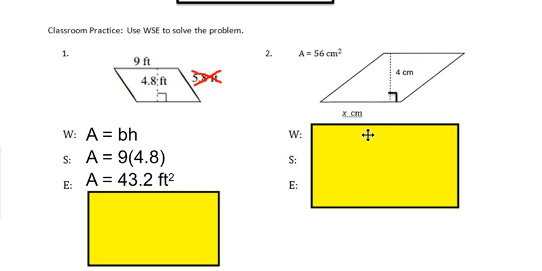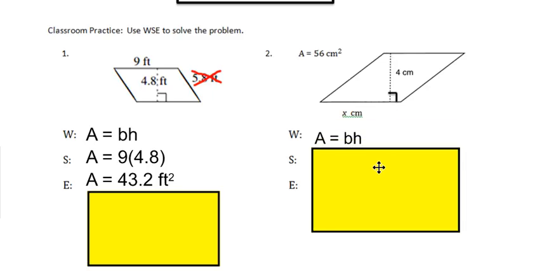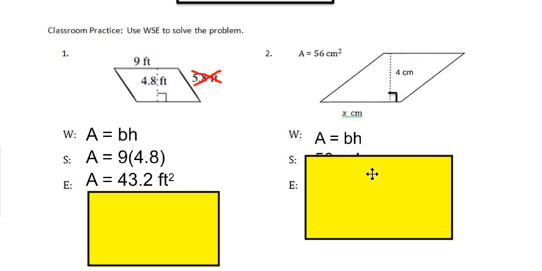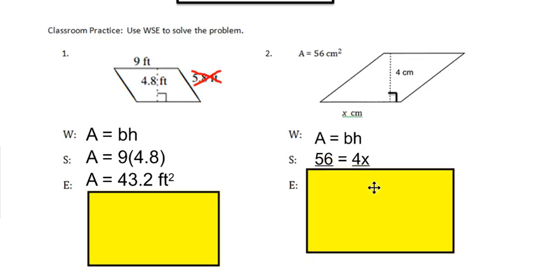For this problem here, they give you the area. They give you the height. They do not give you the base. So A equals base times height is the formula. I'm going to now substitute what they give me. They give me 56 for the area, 4 is the height, and we don't know the base. So that's why I just put in X. I need to isolate X. I need to solve for the variable.